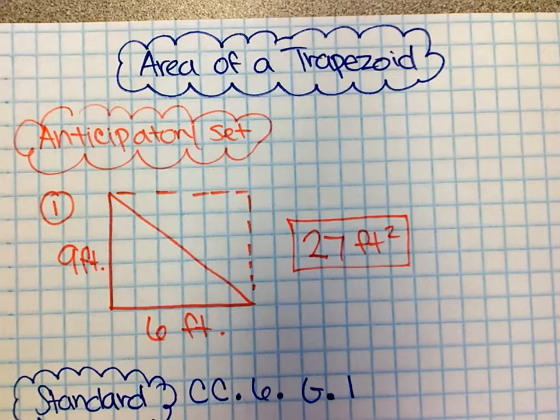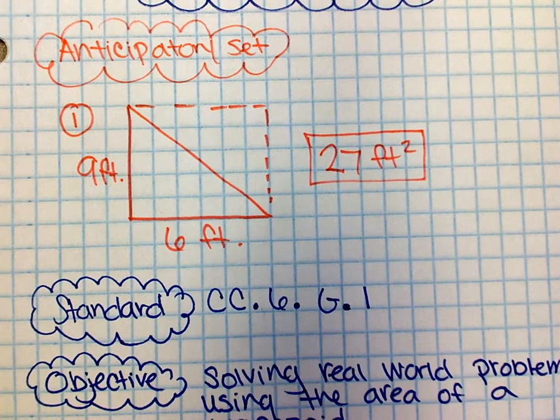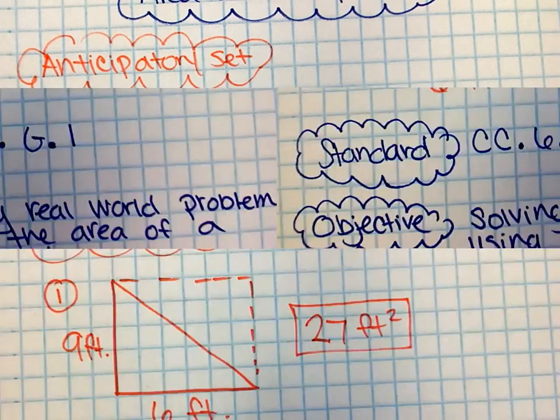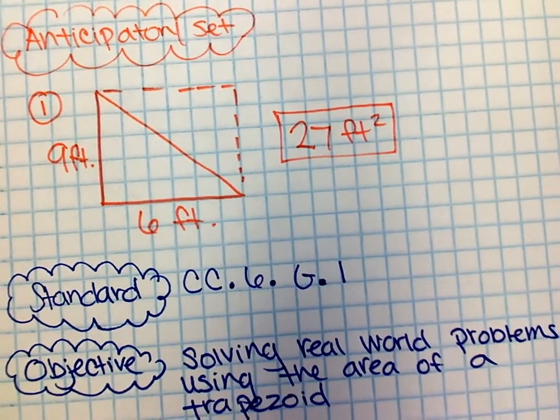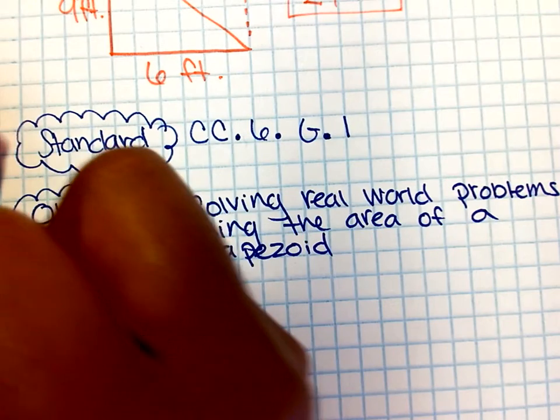Alright, so we are finding the areas of a trapezoid. Okay, it's still going to be a four-sided figure. However, it only adds one more step to finding the area of a triangle. So there's our standard and objective. So now we're going to write in our input.